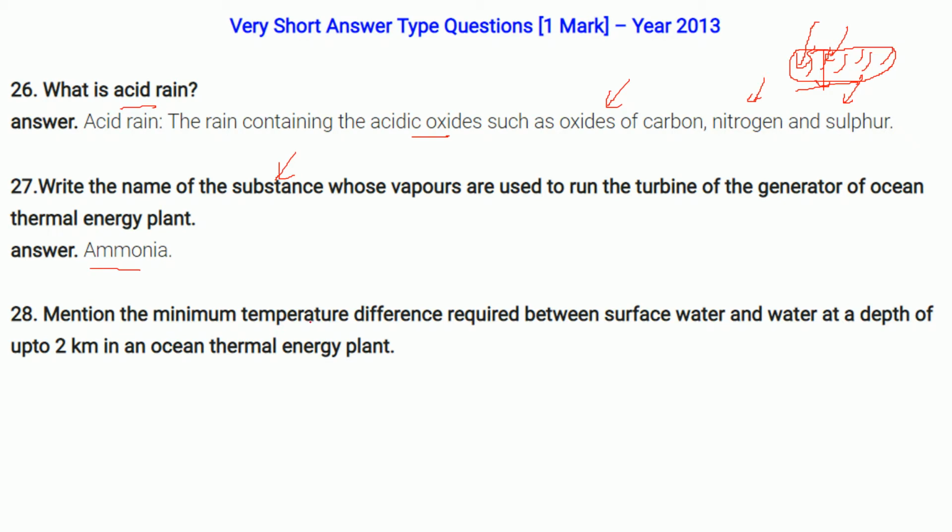Mention the minimum temperature difference required between surface water and water at a depth of up to 2 km in an ocean thermal energy plant. So 20 degrees centigrade, or you can say 293 Kelvin. So this is the minimum temperature difference required between surface water and water at a depth up to 2 km in an ocean thermal energy plant.